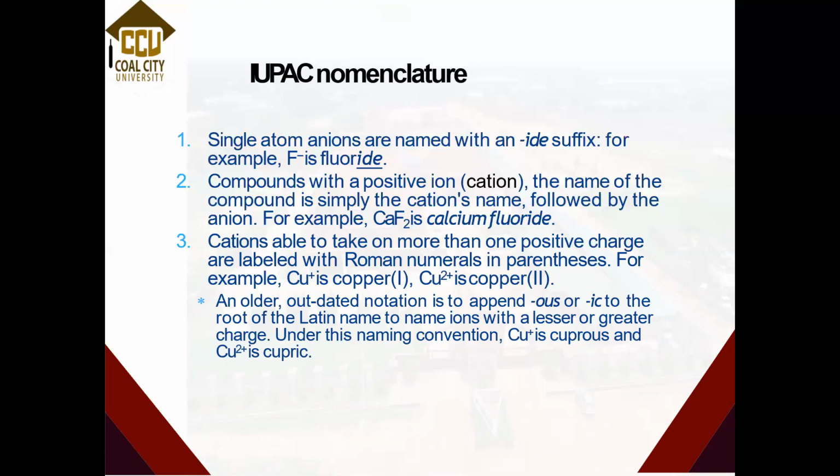atom. An older outdated notation is to append -ous or -ic to the root of the Latin name to name ions with a lesser or greater charge. Upon this naming convention, Cu+ will be called cuprous, and Cu2+ will be called cupric. Don't mix this up. This is an outdated notation, so it is not necessary. We can just indicate it using the parentheses and the number. But in case you come across names like cuprous, it's just talking of copper in the +1 oxidation state, while cupric is talking of copper in the +2 oxidation state.